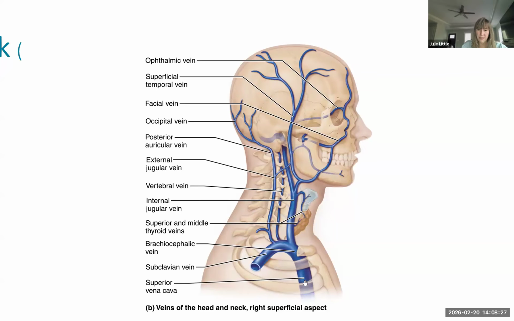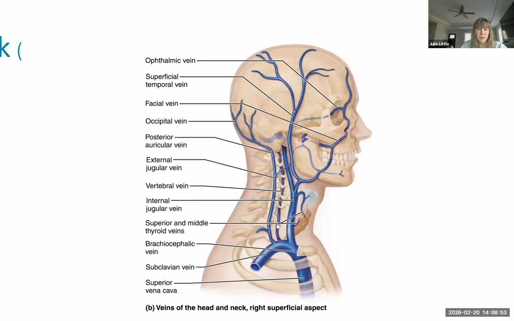Here is the superior vena cava coming up. See my hand down here at the bottom? You can barely see the brachiocephalic, but now we've got the subclavian going this way and it will continue on. But this big guy right here that's going to dive deep, this is your internal jugular vein. It actually comes out this way. And then out here is the external jugular vein, and it will be on the outside of the sternocleidomastoid muscle.